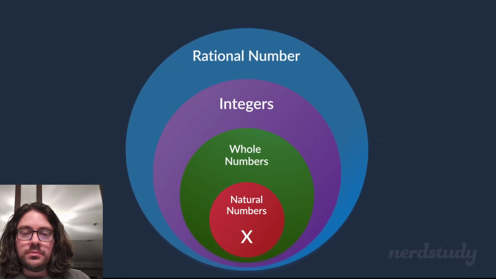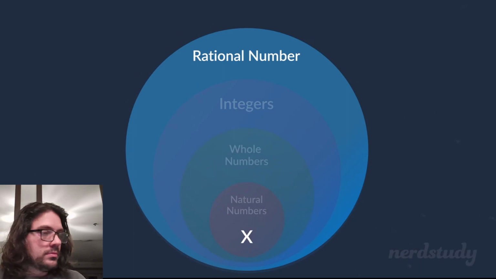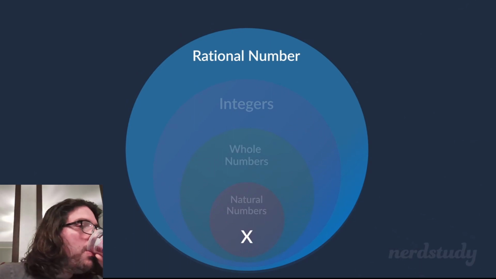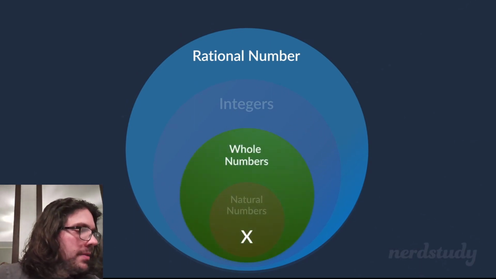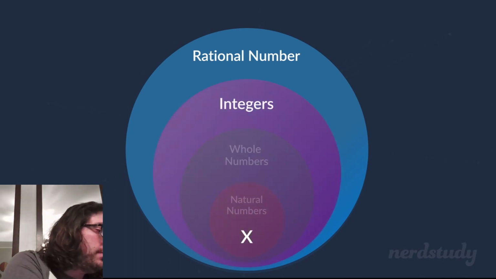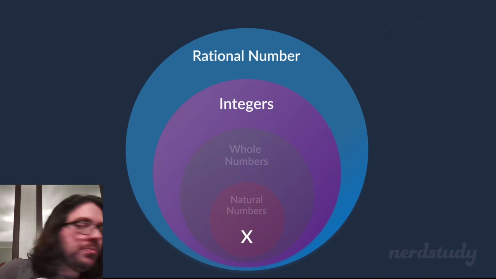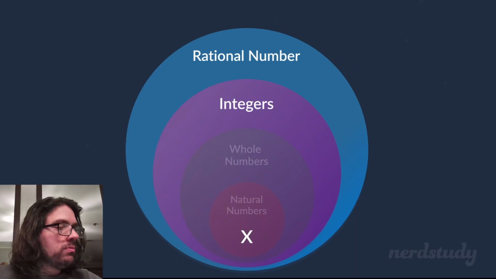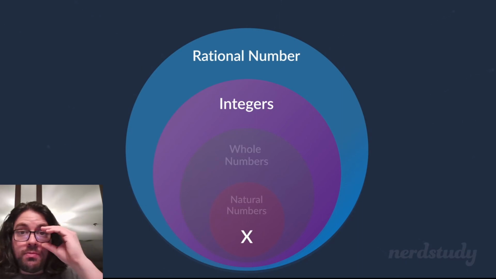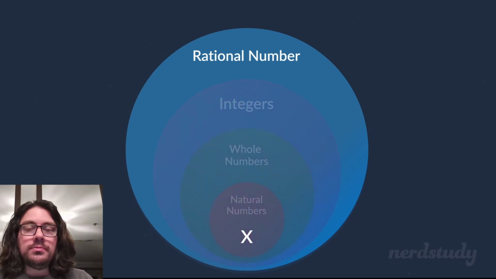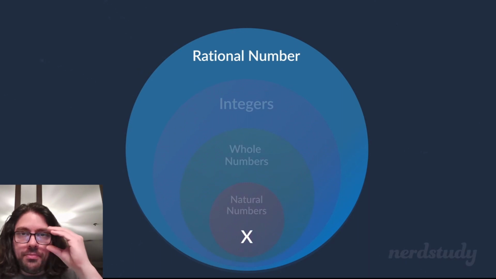So if I told you that I'm thinking of a number and that it is a natural number. Can you assume that this number is also a rational number? Well, definitely. You can also assume that it's a whole number since that's a bigger set. You can even assume that it's also an integer, since it's an even bigger set than that of a whole number. And finally, as we mentioned, you can also assume that it's a rational number, since rational numbers are a bigger set than the set of integers.